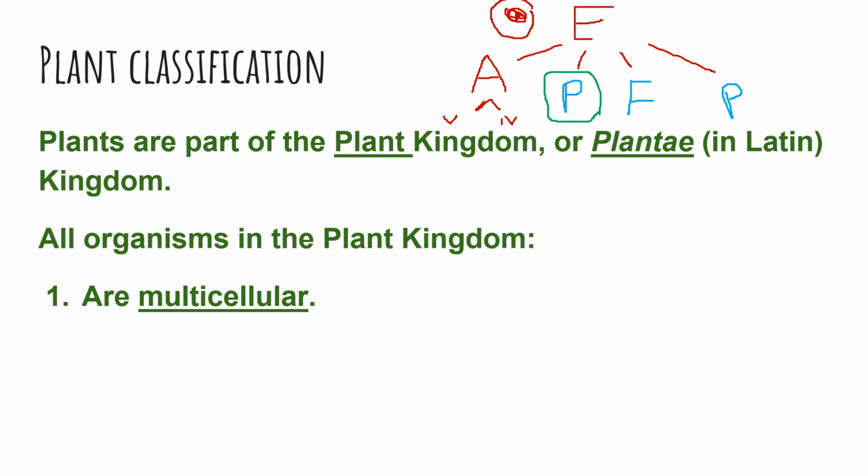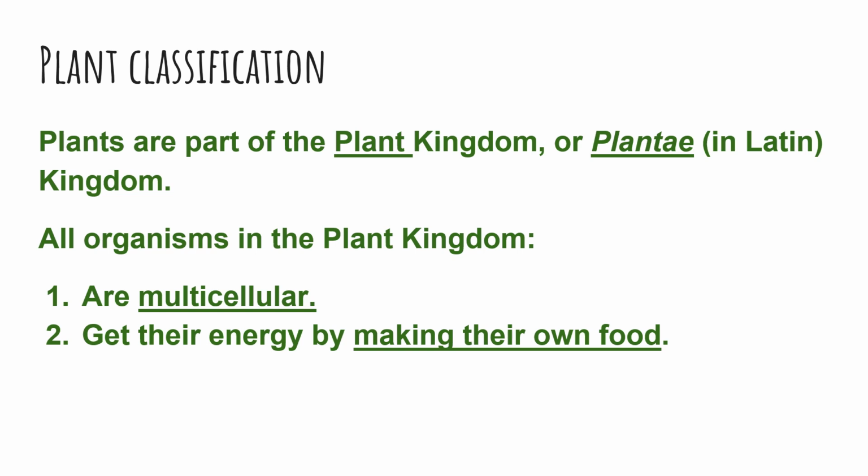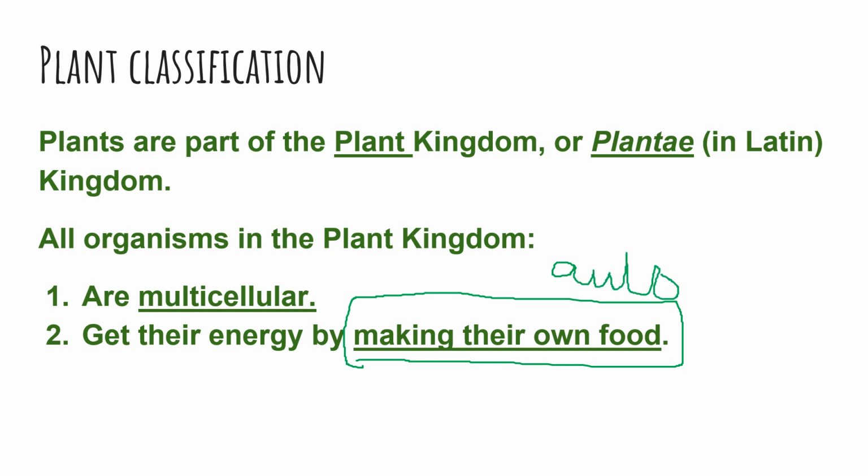So, characteristics of all organisms in the plant kingdom, they are multicellular, meaning this prefix multi, again, meaning that they are made of more than one cell, and each cell works together to do one job, and then all of those tissues and organs work together to keep the entire organism alive. So that's one characteristic. They're all multicellular. They also get their energy by making their own food. We mentioned that a couple days ago about photosynthesis and how that plays a role in all of this. The other term for making their own food is autotrophic.